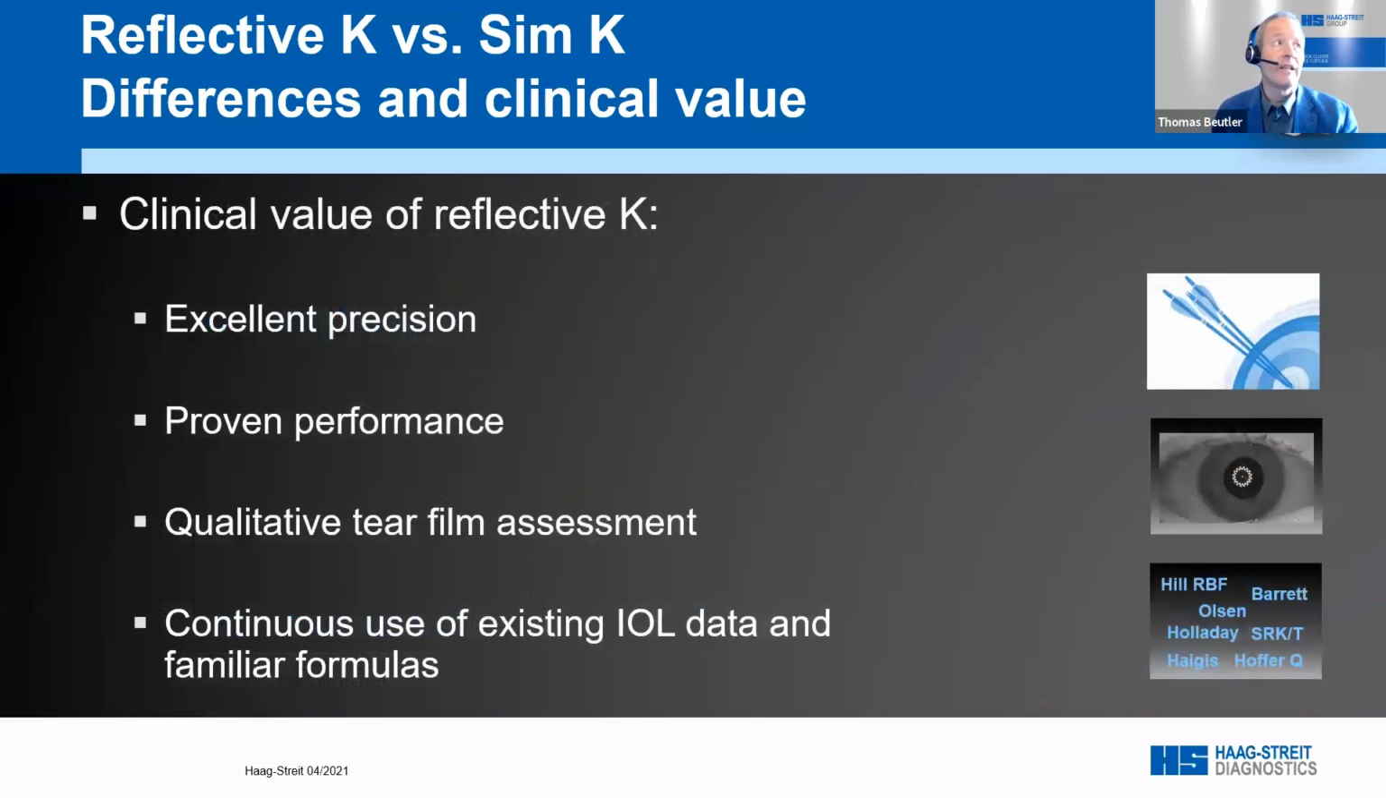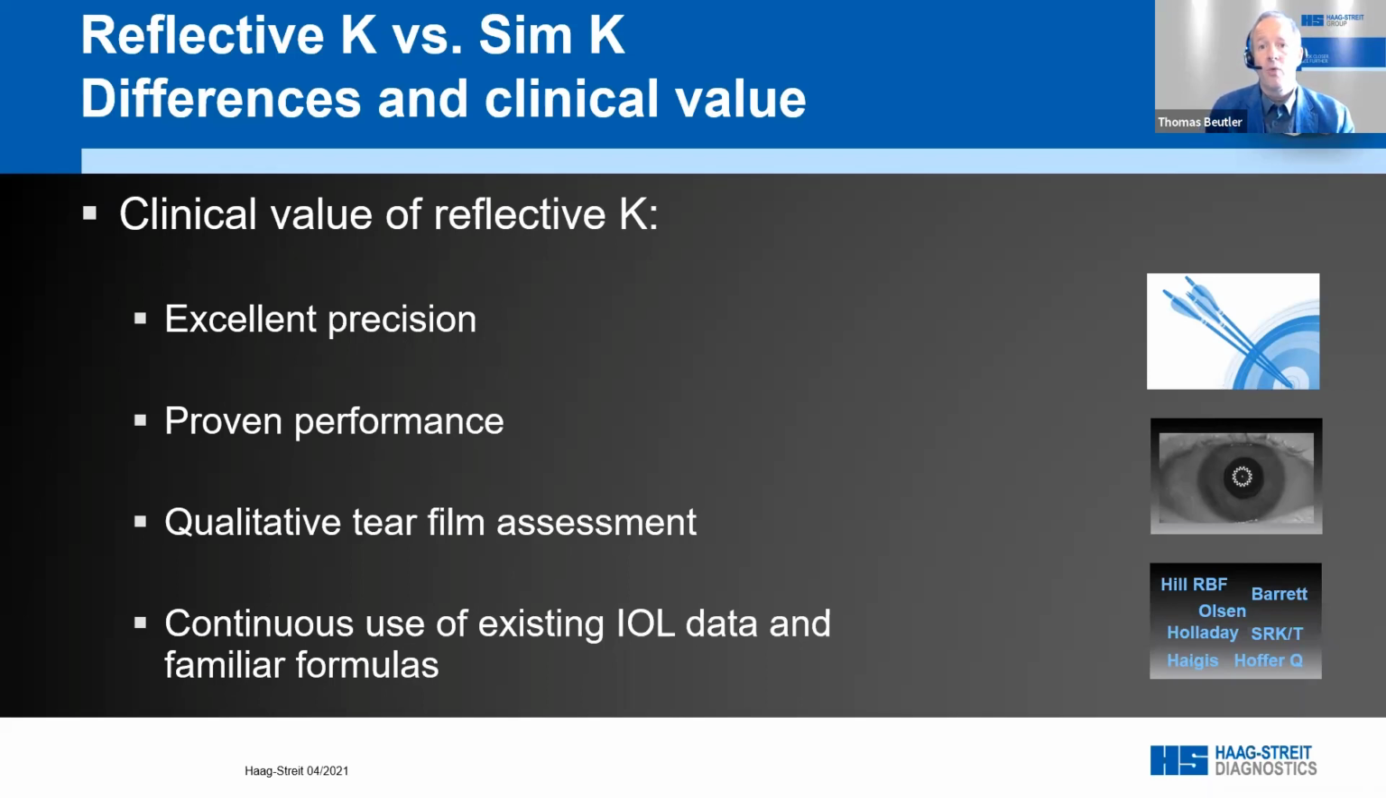So what are the clinical benefits? What are the clinical values you get from the reflective keratometry? They have excellent precision. I mean, you know from years of experience with the Lenstar, and you'll also experience this in the Eyestar, that the reflective keratometry is really, really stable, independent of the patient. We have proven performance. There have been numerous papers that show that these front corneal values are very stable and very accurate and are of big use in the IOL calculation formula.